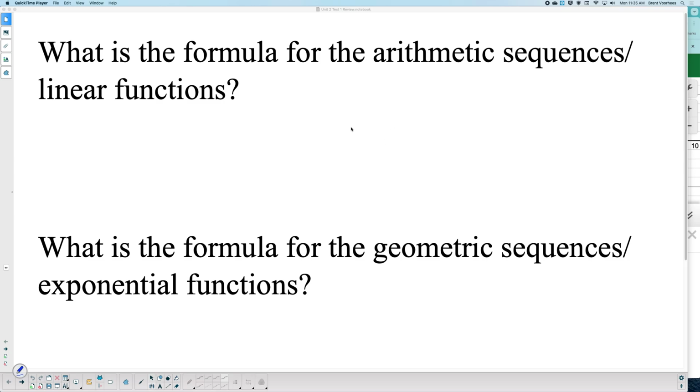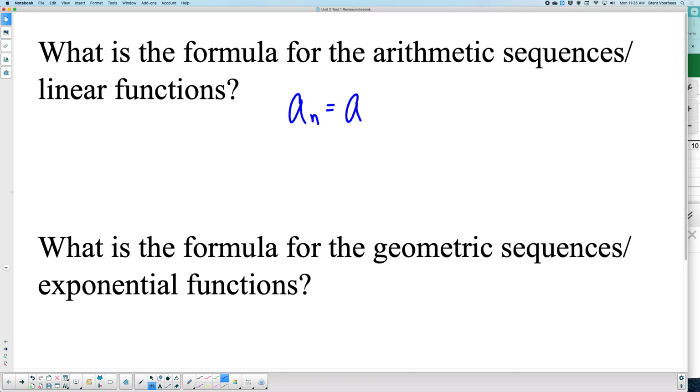When we started on lesson 2.1 and then 2.2, we talked about arithmetic sequences on lesson 2.1, and then we compared them to linear functions on lesson 2.2. What I want you to remember is that for an arithmetic sequence, our formula was a_n equals a_k plus d, where d is the common difference, times n minus k. That was your arithmetic sequence formula.